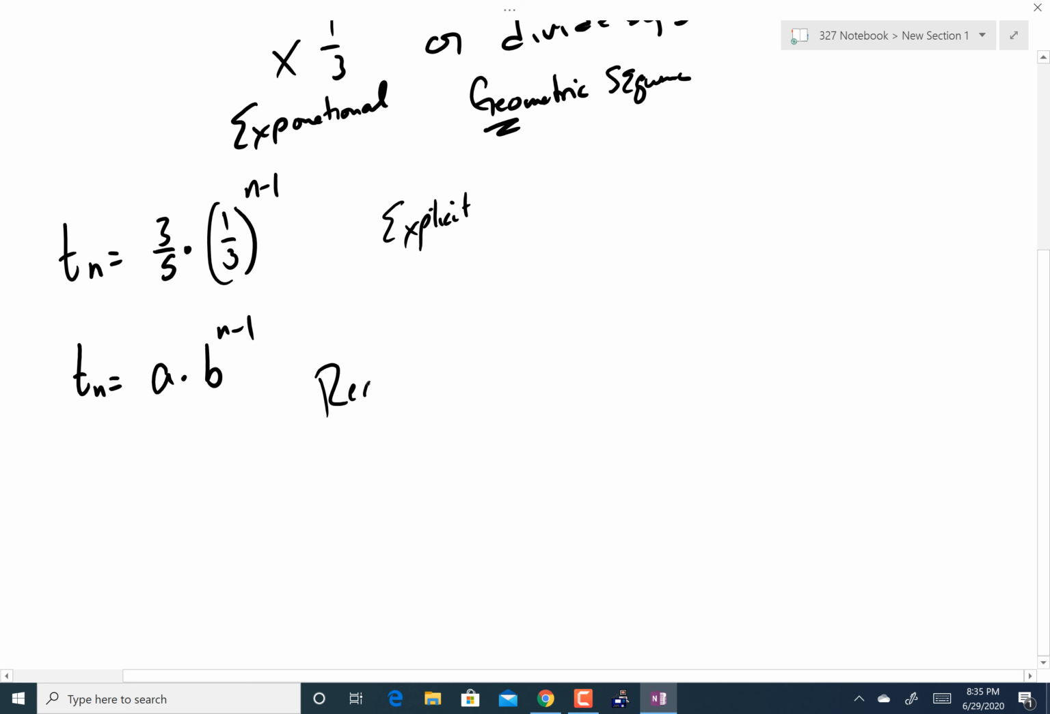Or the recursive formula for this would be the first term is 3/5, and then how do you get to the next term? You take 1/3 times the previous term. So whatever the previous term was, you multiply by 1/3. Or if it makes you happy, you could divide it by 3. You could have also written this one as 5 over 3 to the n minus 1. That would work as well.